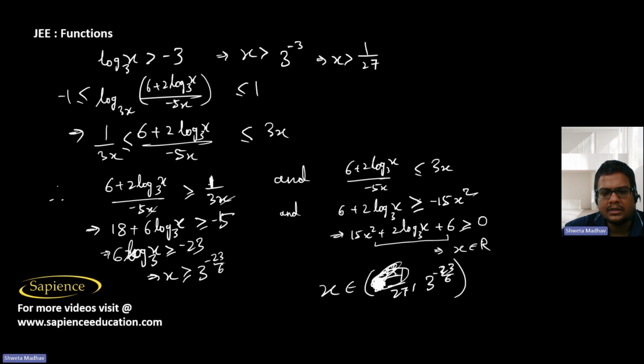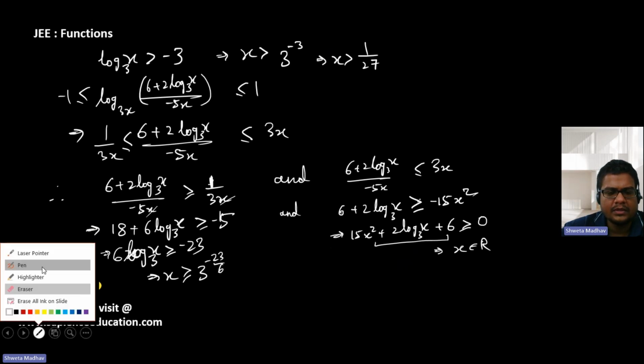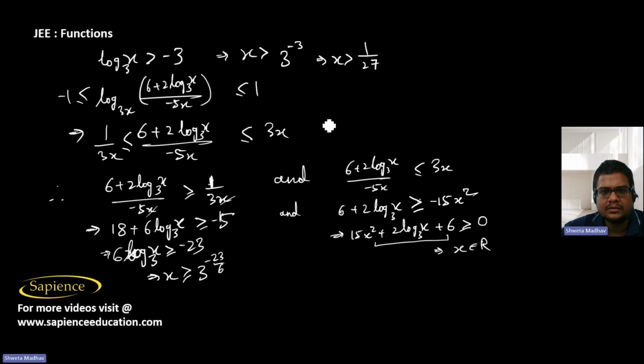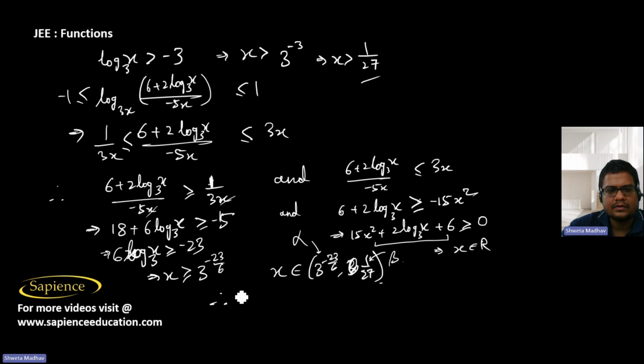So it means x should belong to, we have to take the intersection of these sets. So x should belong to 3 power minus 23 by 6 till 1 by 27. So this is alpha, this is beta. So therefore, we have to find the value of alpha square plus 5 by beta.